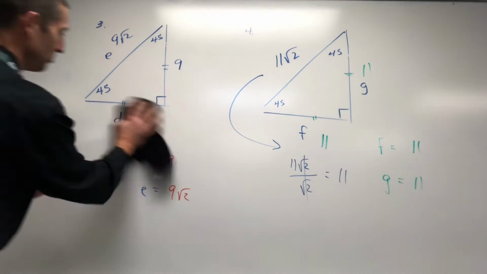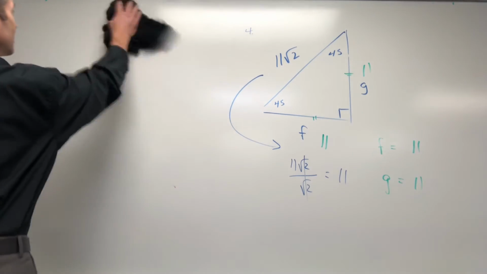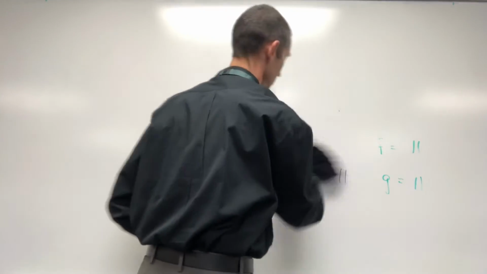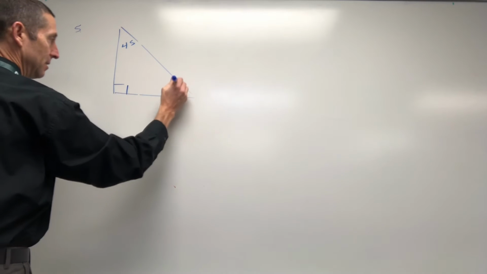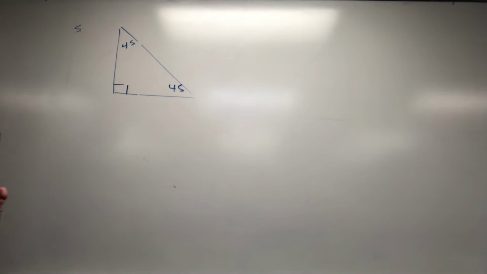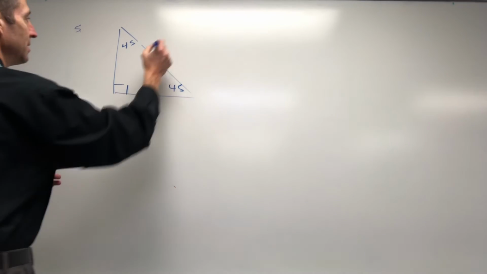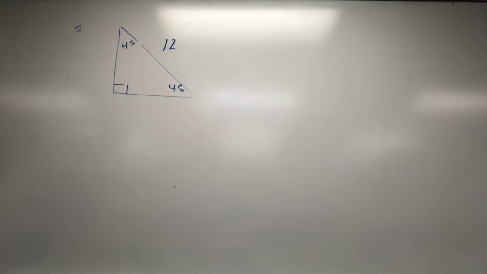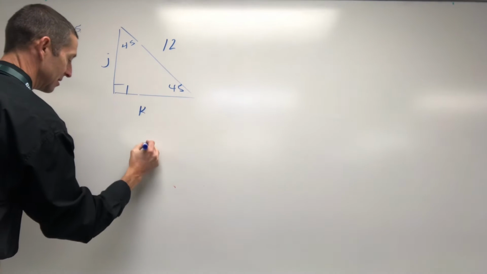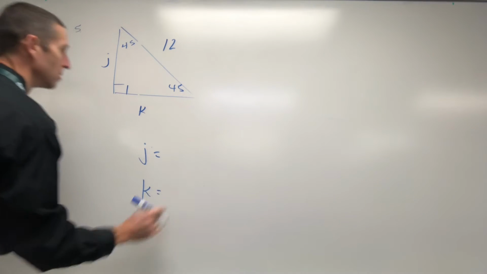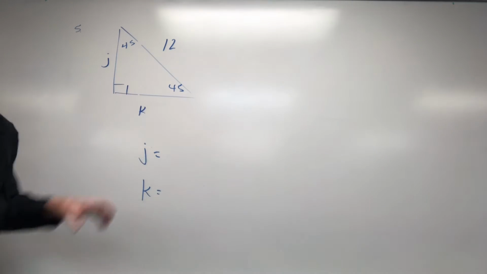Okay, might as well do one of the tougher ones. All right, maybe this will be the hardest one of the day, number 5. So again, we've got a 45, 45, 90 triangle. This time, we'll start with a hypotenuse, length of 12, F, G. We'll go with J and K.